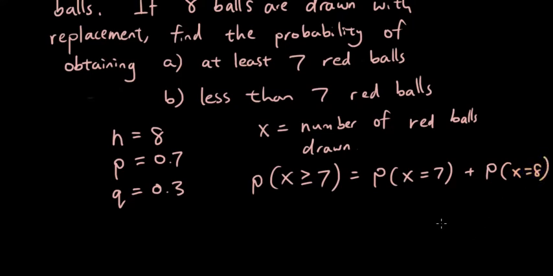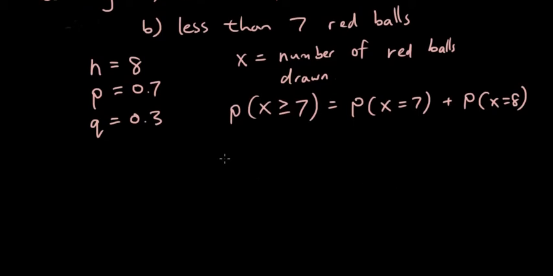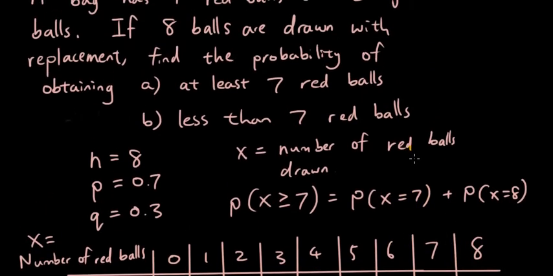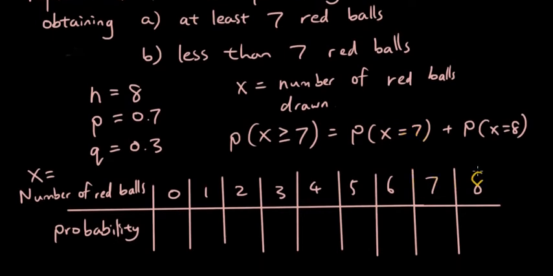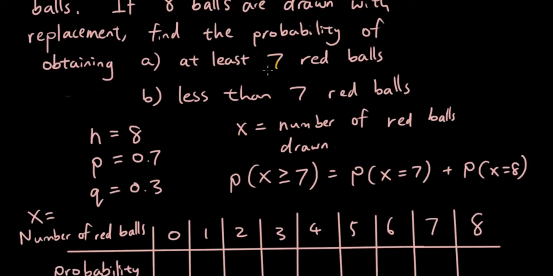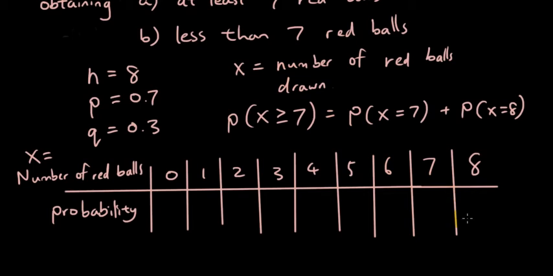So if you're having trouble understanding that, let's go back to drawing the table of values. If you guys remember, these are the possible results from our experiment because we're drawing 8 balls. So the most number of red balls we can have is 8 and the least number of red balls we can have is 0, right? So we are drawing 8 times. What is the probability of getting at least 7? We've got to work out what this probability is and what this probability is, and we're going to add them together because that is the probability of getting at least 7 red balls.